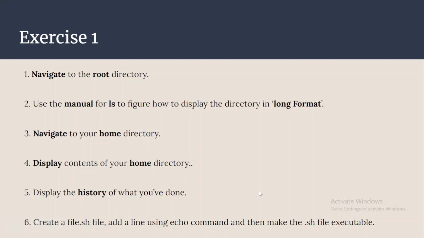Next, display the history of what you have done. For example, you have practiced all the basic commands. Now you have to display the commands you ran, using the history command. Then the next task is you need to create a file.sh file, add a line using the echo command, you can add anything you want to print, and then make this sh file executable.